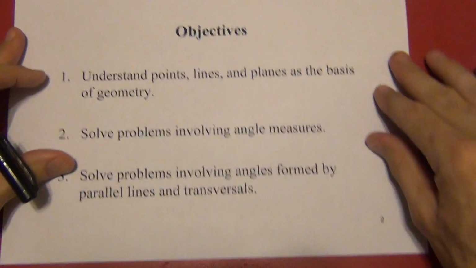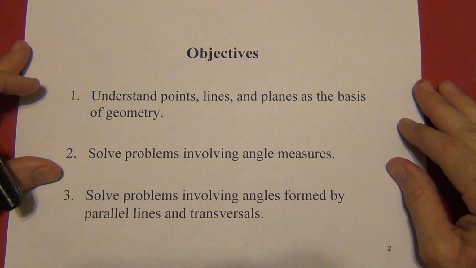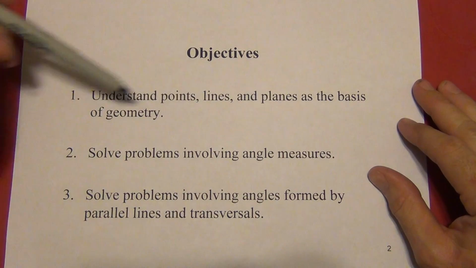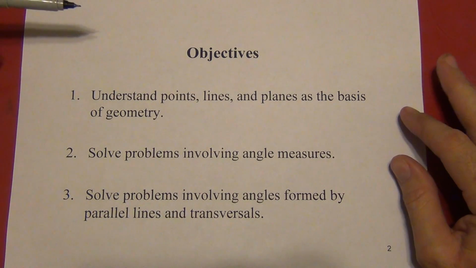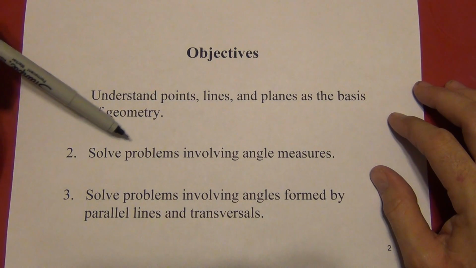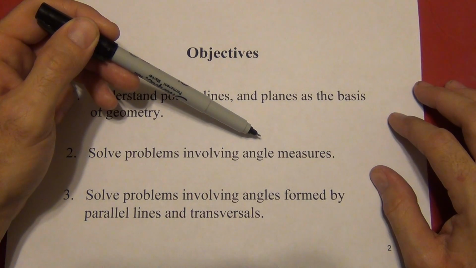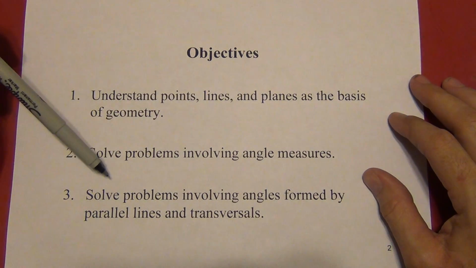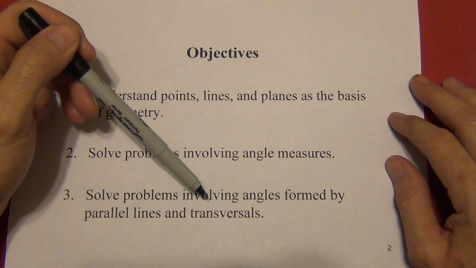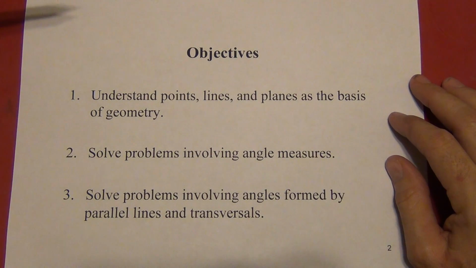Okay, so we want to talk about our objectives. We just have 3 for this particular video. We want to understand points, lines, and planes as the basis of geometry. We're going to refer back to these 3 objects quite a bit. We're going to solve some problems involving angle measures, right? And then we're going to solve some problems involving angles formed by parallel lines and transversals, and just talk about some of those properties. Okay.